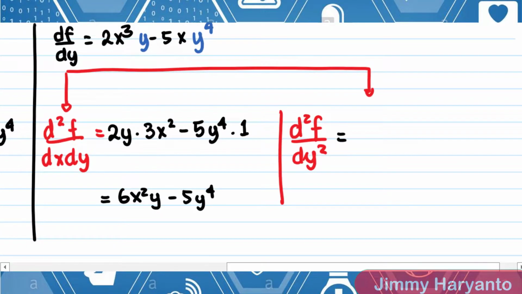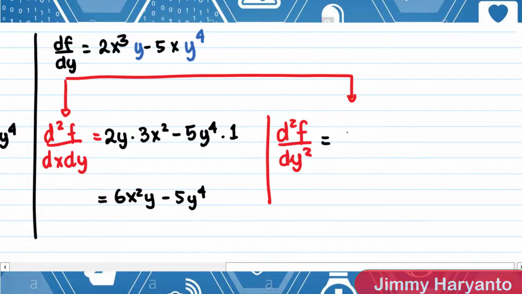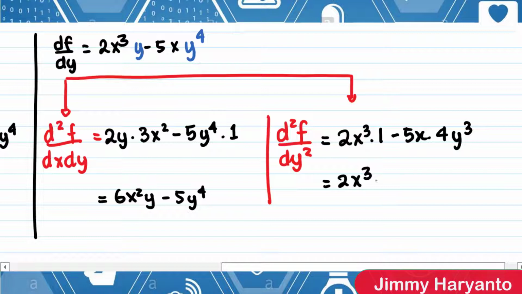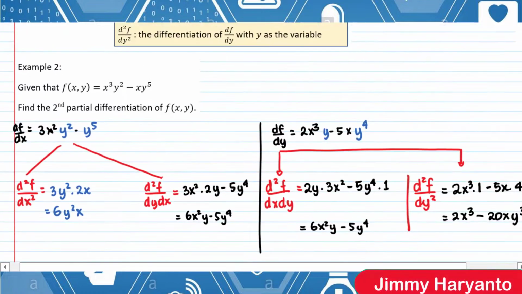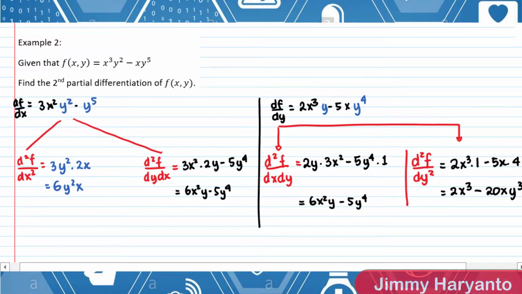Oke, sekarang kita fokus ke y-nya. Ke y-nya berarti 2x pangkat 3-nya tetap, kali y-nya itu jadi 1, minus 5x-nya tetap, ini 4-nya turun, y-nya pangkat 3. Gitu ya. Jadi kita punya 2x pangkat 3 minus 20 xy pangkat 3. Nah, selesai. Ini namanya partial differentiation guys.